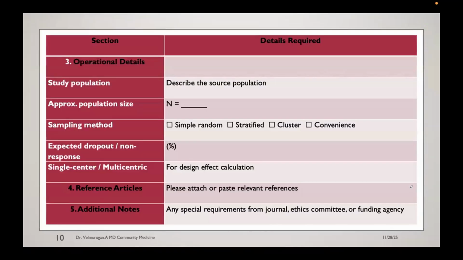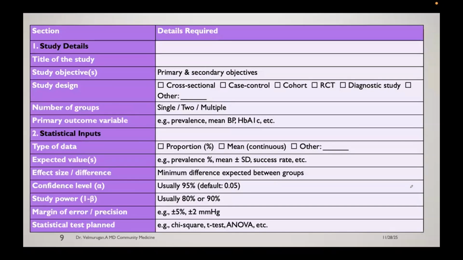Whenever you are going to do a study, you have to fill all this. Whenever a client, a colleague or any doctor asks me, I will tell them, sir, please fill this form and come back. At least if they fill 2 or 3 things, it will be easy. First we have to see the study details. We have to write the title of the study. Then you have to fix the objectives, primary and secondary.